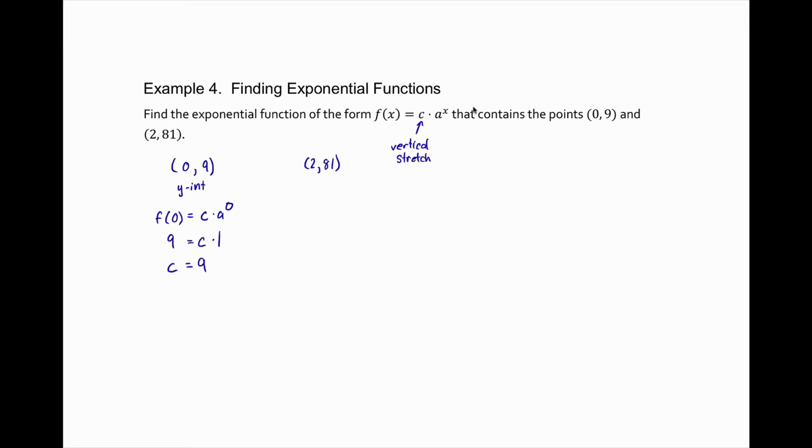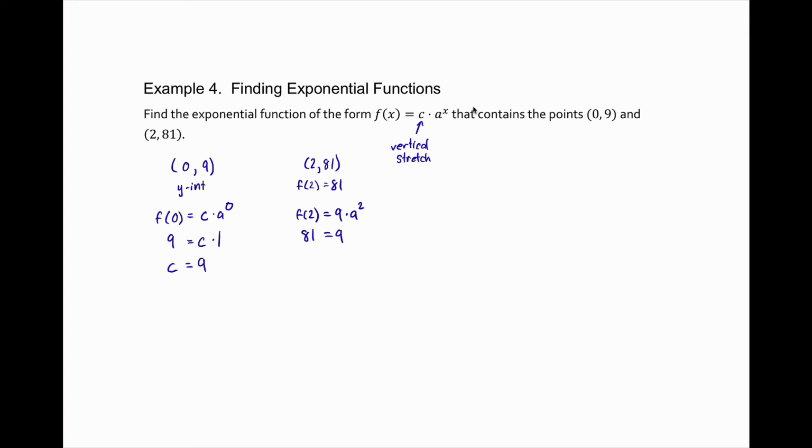Okay, so we have found one of the variables. We have found the vertical stretch c. We still don't know the base yet though. So let's just go ahead and look at this other point. This other point is saying that when we plug in 2, we get 81. So that is to say f of 2 is equal to c, but we know that c is 9, times a squared. And f of 2, well, that's 81.